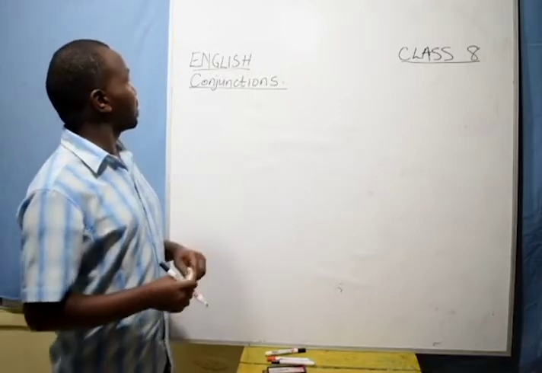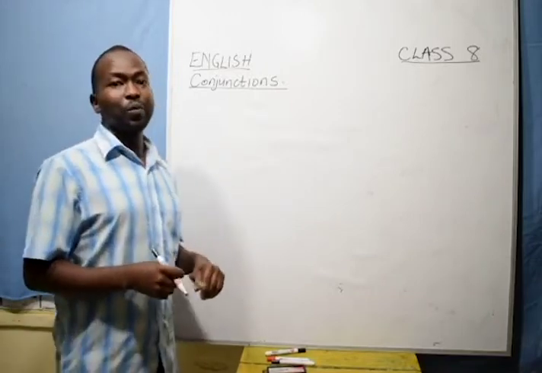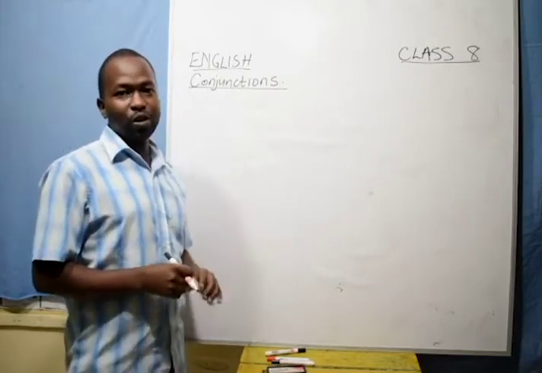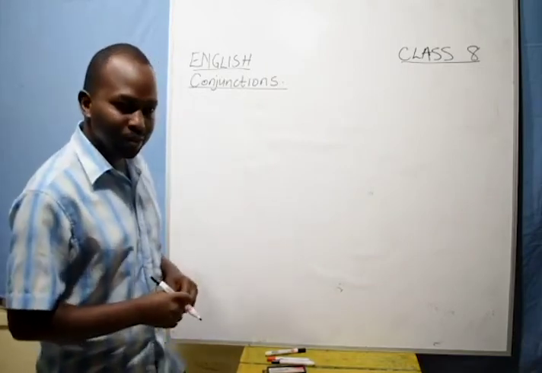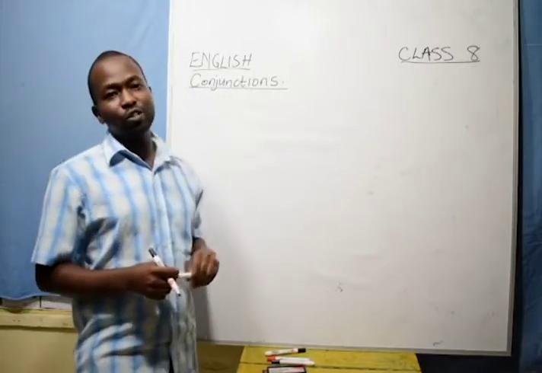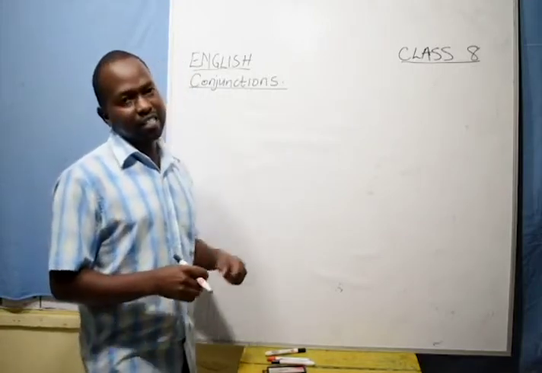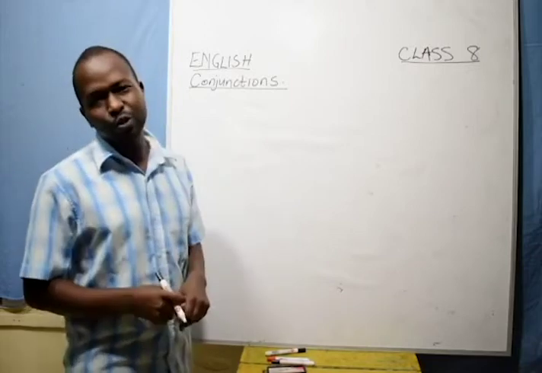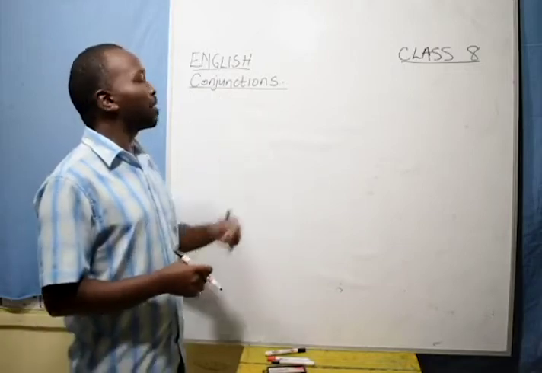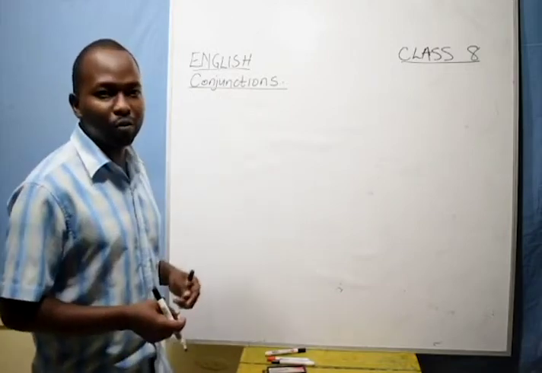As you can see on the board, today we are learning the use of conjunctions. Now we have been looking at conjunctions over the years since you joined class 1, and therefore conjunctions are quite simple. But now here we're going to look at the different groups of conjunctions.